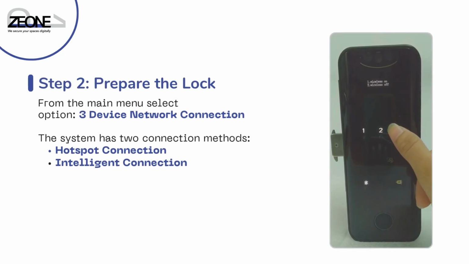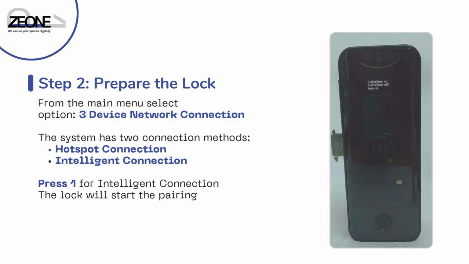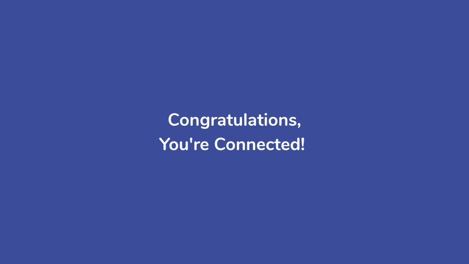Step 2. Prepare the lock. From the main menu, select option 3, Device Network Connection. The system has two connection methods: hotspot connection and intelligent connection. Congratulations, you're connected.